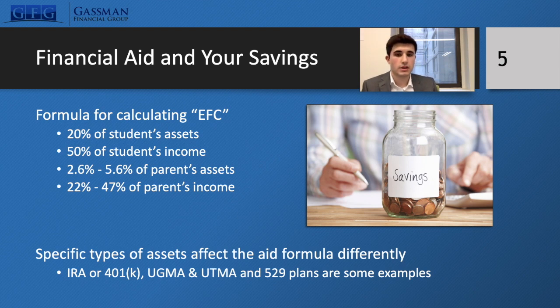So what includes the student's assets? The student's assets would include his or her money, investments, business interests, and real estate. Parent assets are also the same, so their money, investments, business interests, and real estate. What's important to understand here is that specific types of assets affect the aid formula differently. So, for example, IRAs or 401(k)s, aka qualified retirement accounts, are actually not included in the EFC calculation. So you could use those accounts to pay for college.